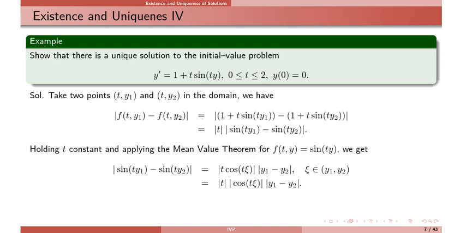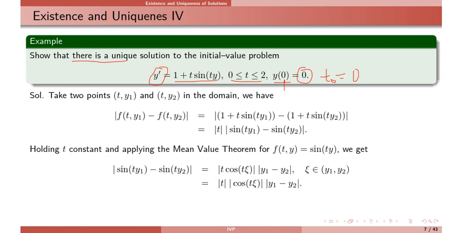The question is: show that there is a unique solution of the given initial value problem, where y dash, of course dy by dt, equals 1 plus t sin(ty), with t running from 0 to 2. y is not written here, so y is from minus infinity to plus infinity, any y, and y(0) equals 0, meaning at t naught equal to 0 the solution is also 0. When t is 0, y is also 0. This is given.